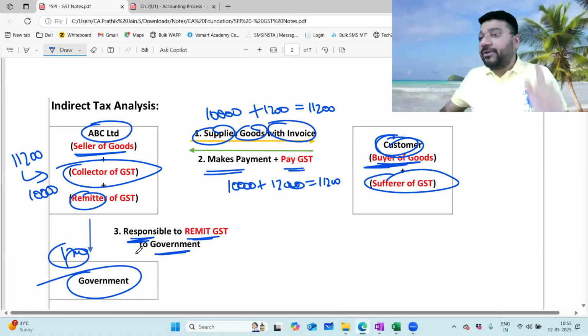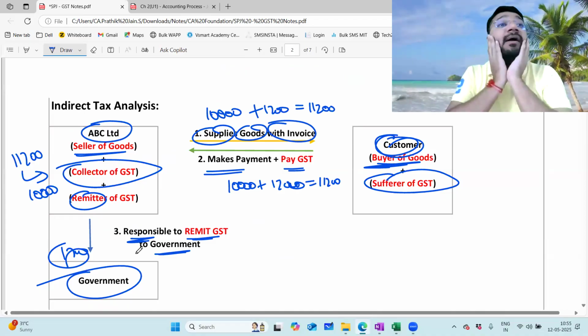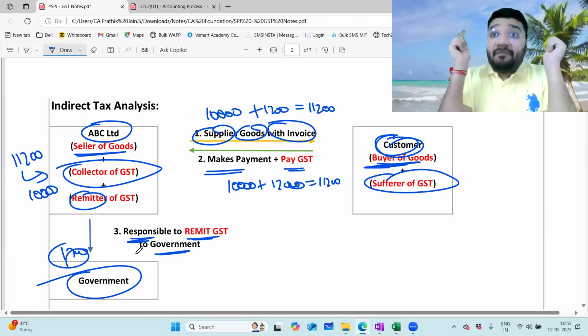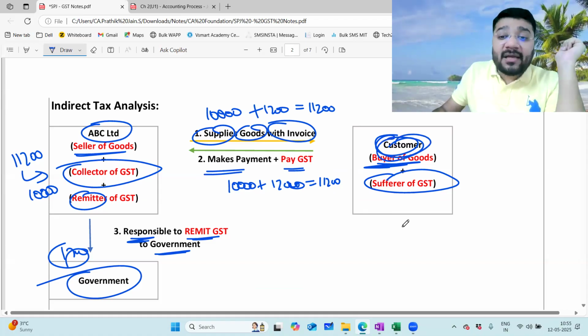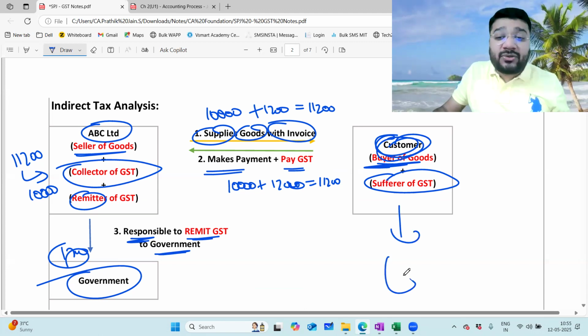Am I clear? Now, my question goes to all of you. Why has this process been done by the government? Like direct tax, why was the responsibility not given to the customer to pay the tax and to remit the tax? Why is the customer not asked to remit the tax to the government? Please tell me.